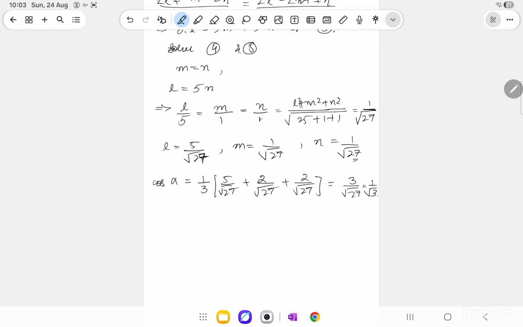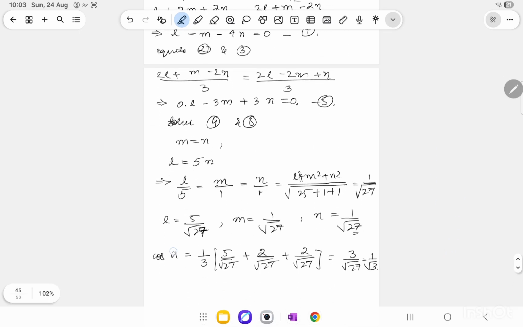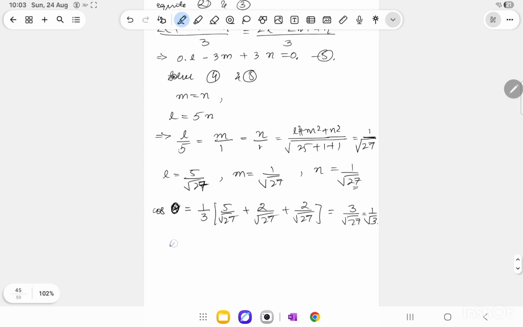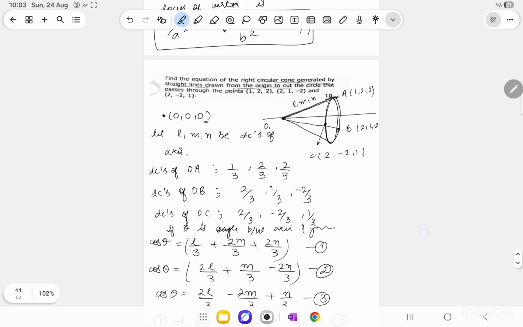So cos theta, basically I assumed theta as my semi-vertical angle. So I got my cos theta as 1 by root 3. If this is my semi-vertical angle, I got it as 1 by root 3.